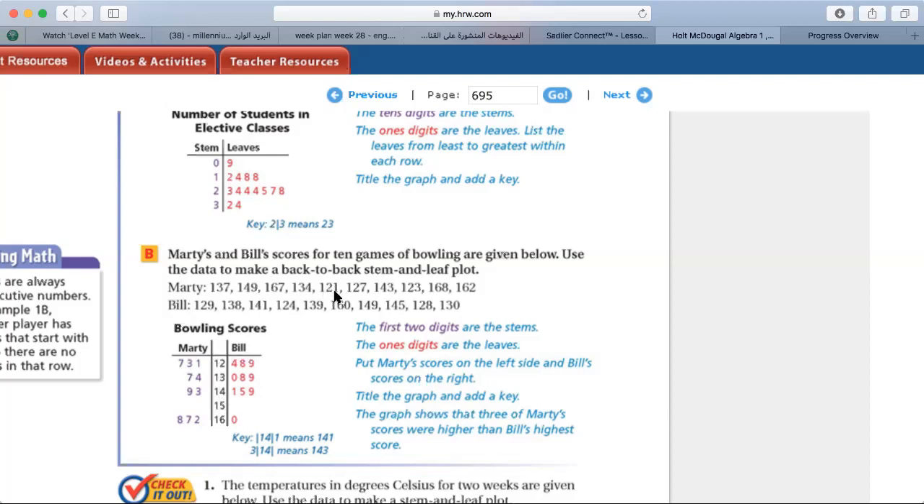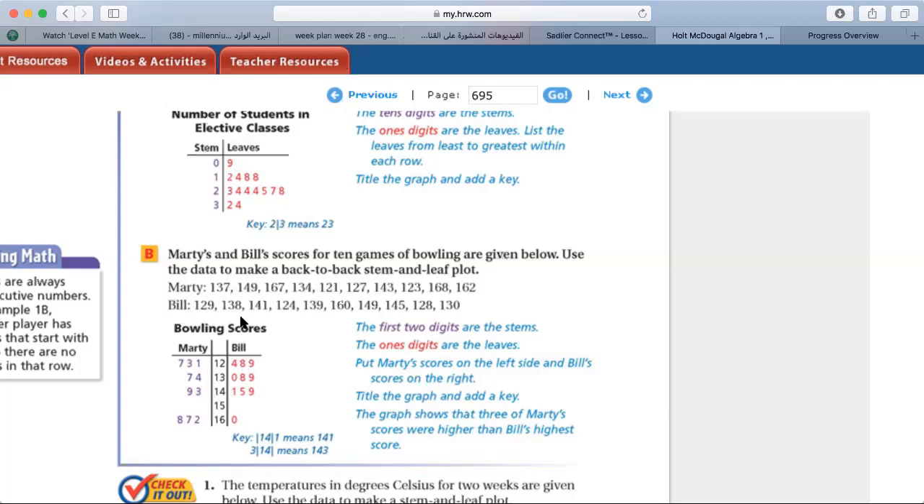I have 121, so I will put 1. I have 123, I will put 3, but in the other direction, because it is like a mirror. Okay, then 7, I will put it to the left. So the difference here is that I'm going to put it to the left. Okay?